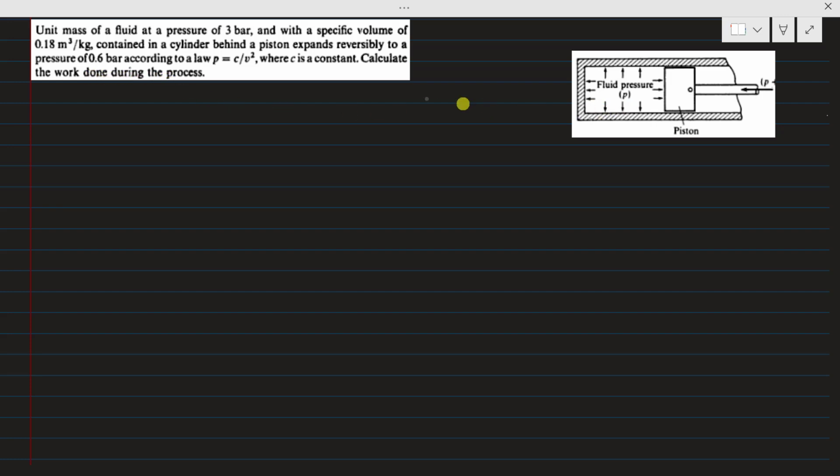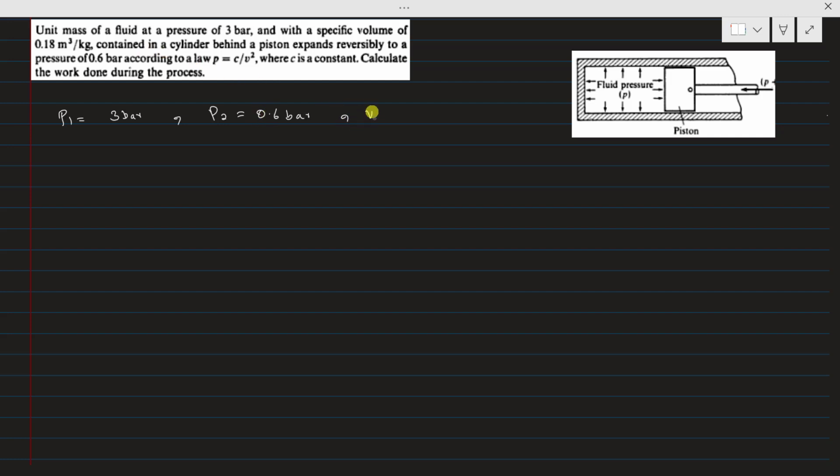This is the diagram of the statement. This is the piston. Behind this piston there is a fluid that has pressure P. So this pressure of the fluid pushes the piston and it gives you the work output, and in the same way the pressure of the fluid decreases. The pressure P1 is 3 bar, and after expansion the pressure P2, you will observe, is 0.6 bar.